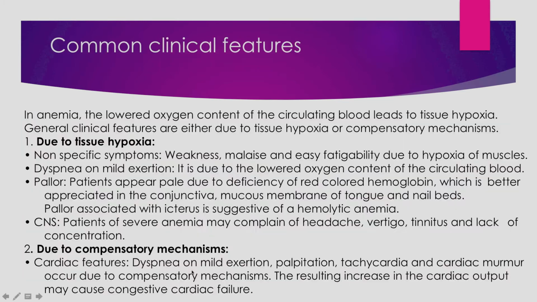So the common clinical features of anemia. Now we know that the RBC has hemoglobin, which carries oxygen, and that hemoglobin has iron. So when the iron levels are less in the body, it leads to low production of hemoglobin, which leads to hypoxia, reduced oxygen supply to the tissues, right? That is tissue hypoxia.